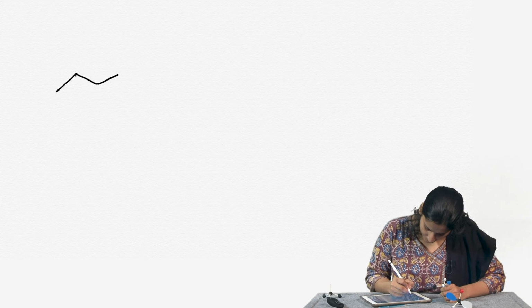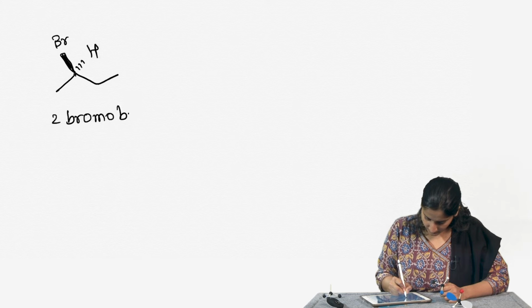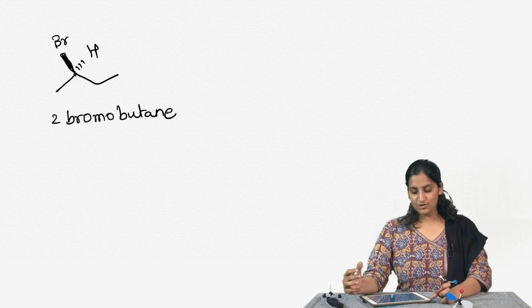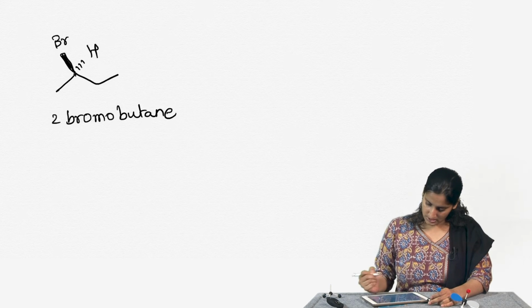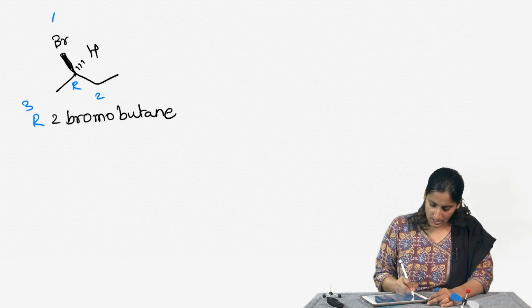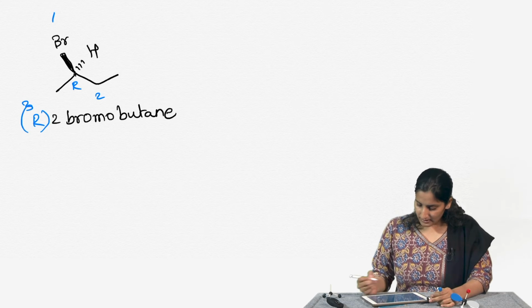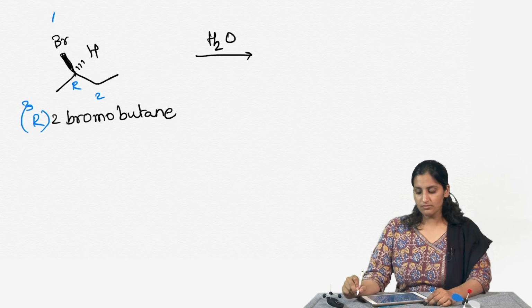In this case, what we are going to do is take simple 2-bromobutane, and if we want to pay attention to the stereochemistry of the starting material, we know that this is 1, 2, 3, it moves like R and it is R. So, this is R-2-bromobutane.